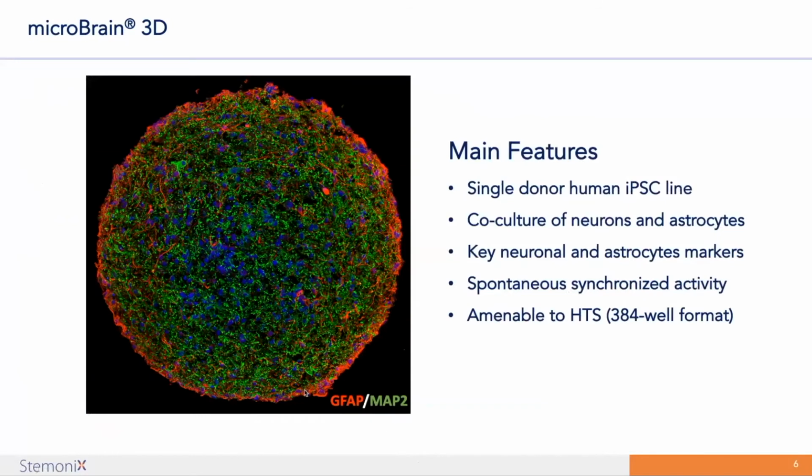So Carol alluded to the preparation earlier. This is microBrain 3D. It's human iPSC-derived neural spheroid or organoid. It's a co-culture of neurons and astrocytes starting from the same source. So we're not doing an admix, but rather we are co-developing and co-differentiating the cells from neural progenitor cells. So they really have those developmental interactions as well as the mature functional interactions. As you'll see, they exhibit key neuronal and astrocytic markers. There's a robust spontaneous synchronized activity, and it's amenable to higher throughput screening, being in 384 well format.